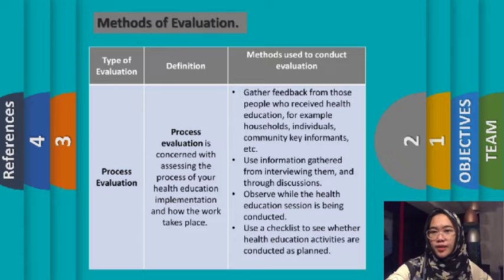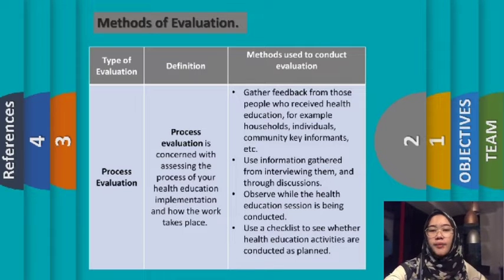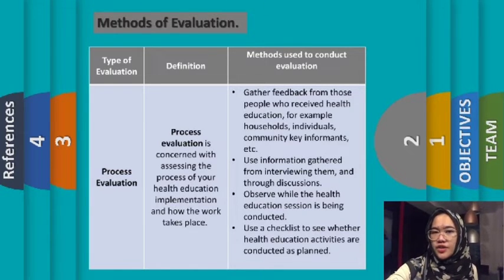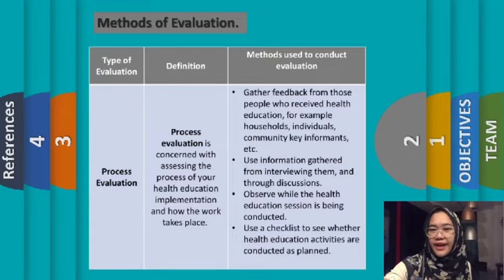Methods on how to conduct process evaluation are gather feedback from those people who received health education, for example, households, individuals, community key informants, and etc. Use information gathered from interviewing them and through discussions. Observe while the health education session is being conducted, and then next is use a checklist to see whether health education activities are conducted as planned. And the impact evaluation and outcome evaluation will be discussed by the next reporter.